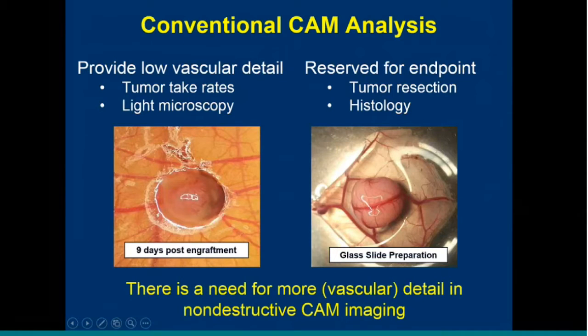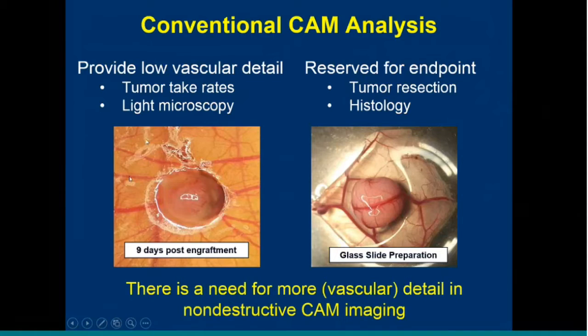So the use of the CAM model isn't really new to oncology, but previous studies use what we term conventional forms of CAM analysis. These include tumor take rates and light microscopy, which really provide a low amount of vascular detail, or they're highly destructive methods that are reserved only for endpoint, and these include tumor resection and histology.